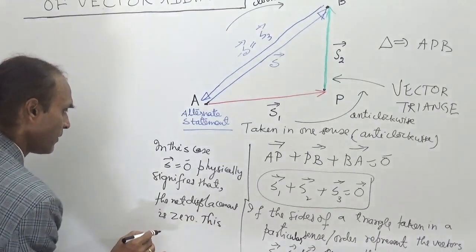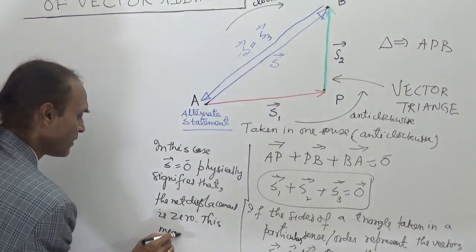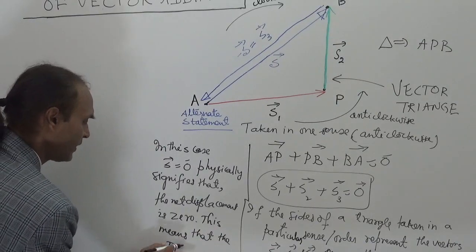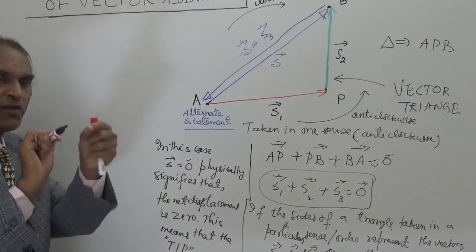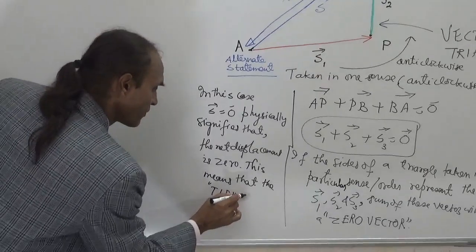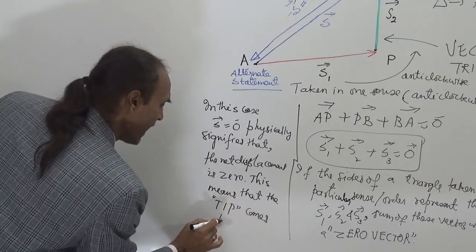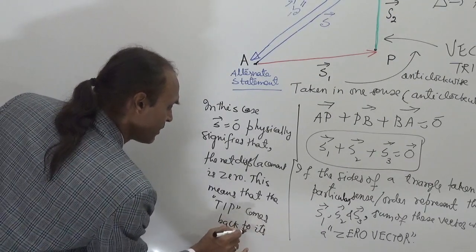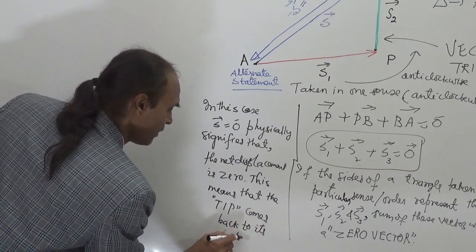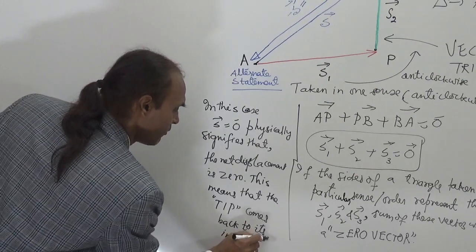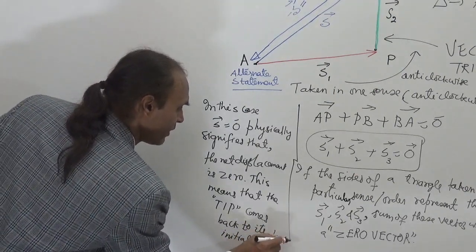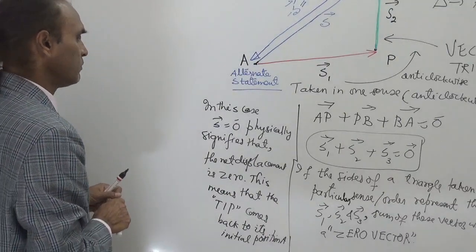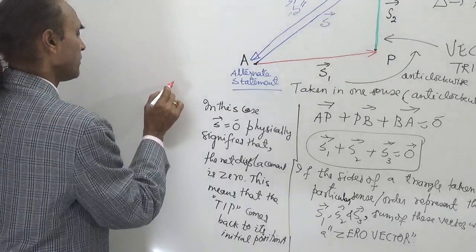This means that the tip comes back to its initial position A. This is the physical significance of zero vector, one of the examples.